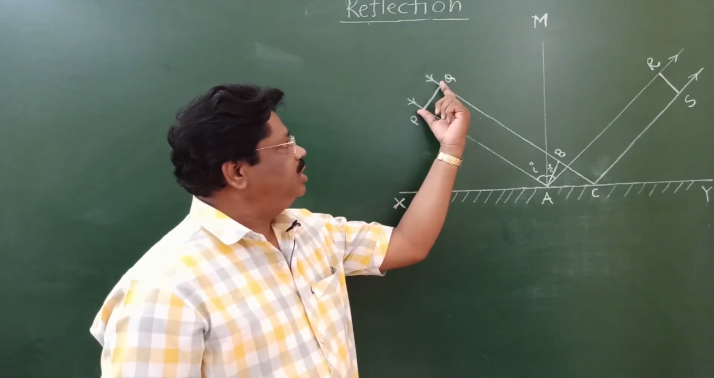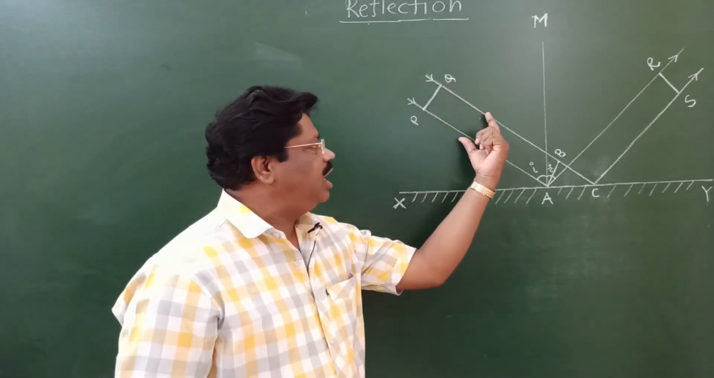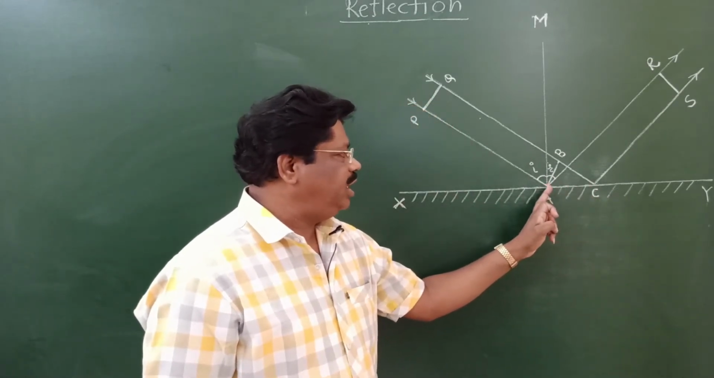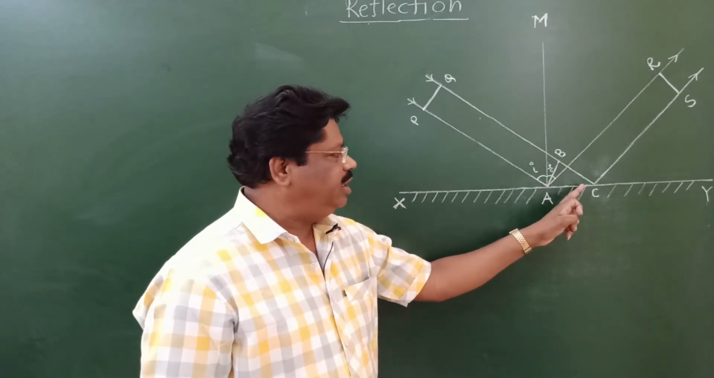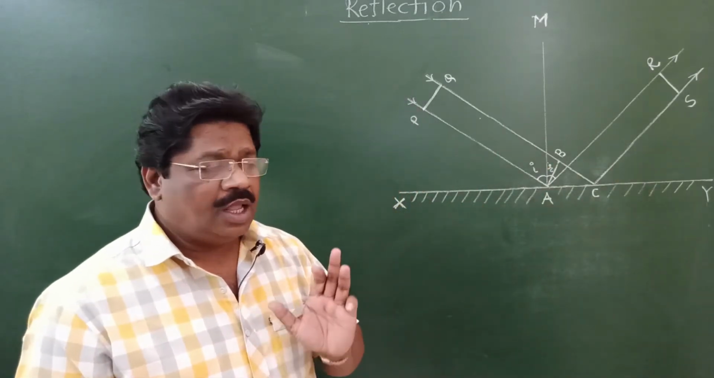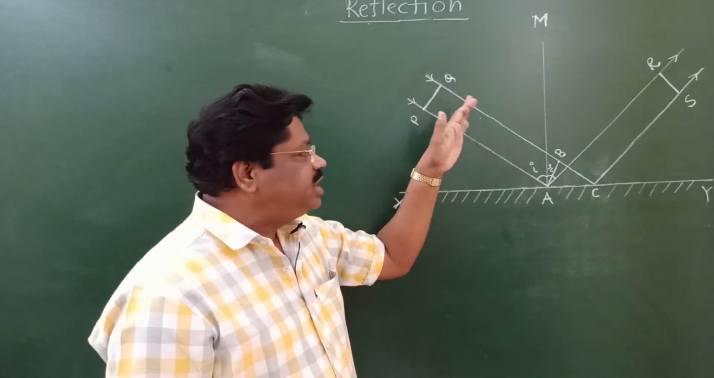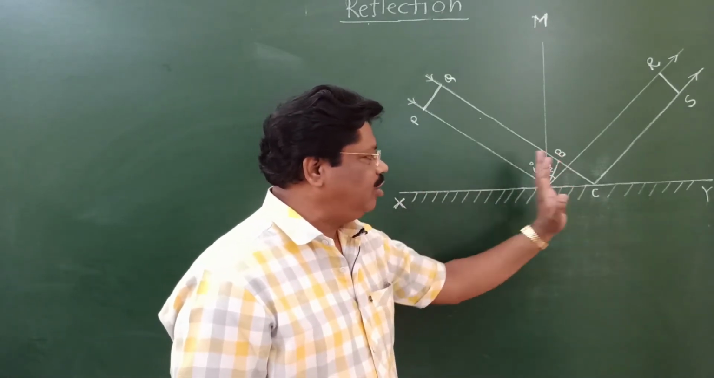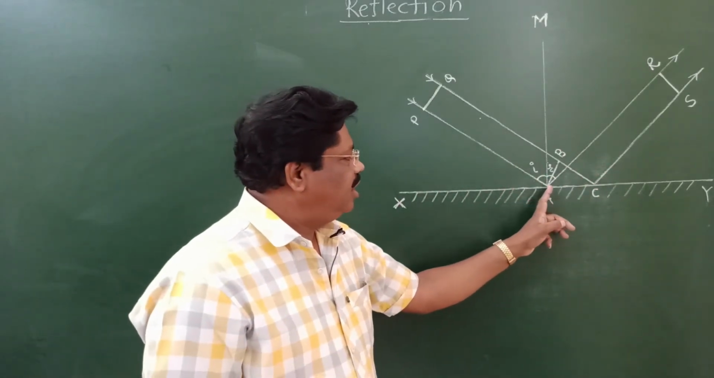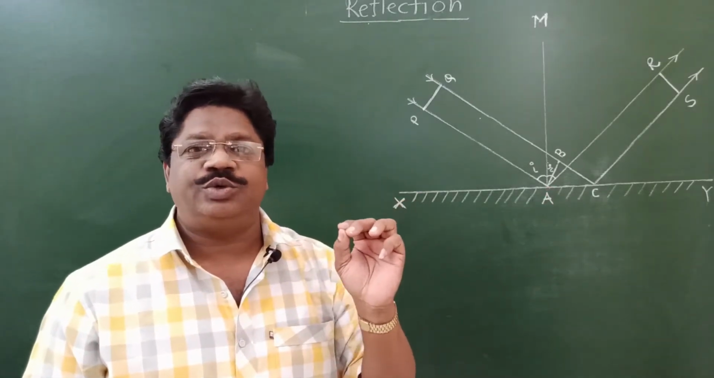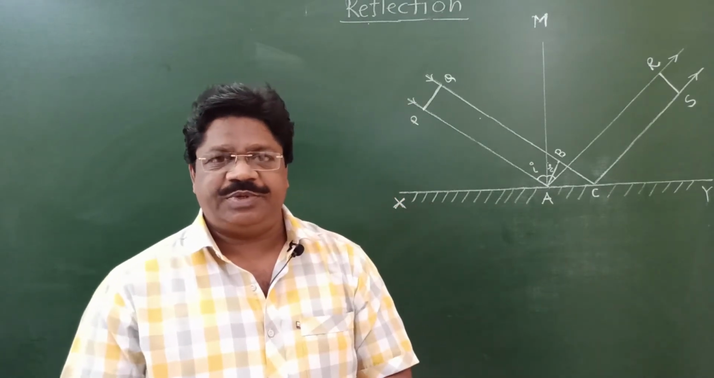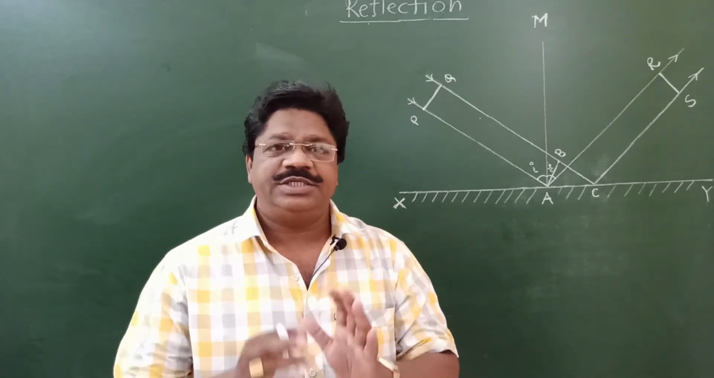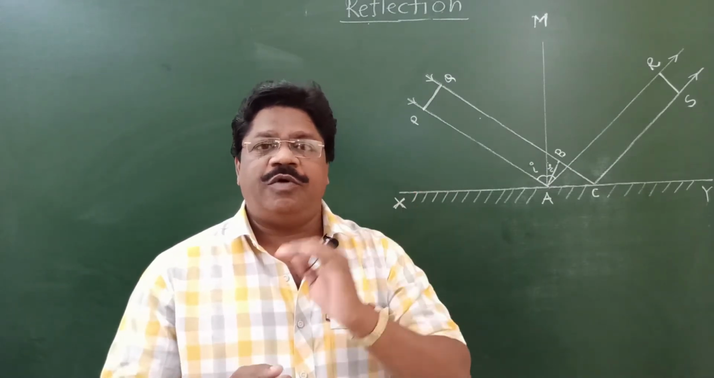Now this PQ, the incident wavefront, goes in the forward direction. Initially, this wavefront meets the reflecting surface at point A, whereas point B does not yet meet the plane reflecting surface. Then PQ is converted into the incident wavefront AB, and when AB is incident on the reflecting surface, point A acts as a secondary source of light. We know the Huygens principle: every point on the wavefront acts as a secondary source of light and emits secondary wavelets in the forward direction.